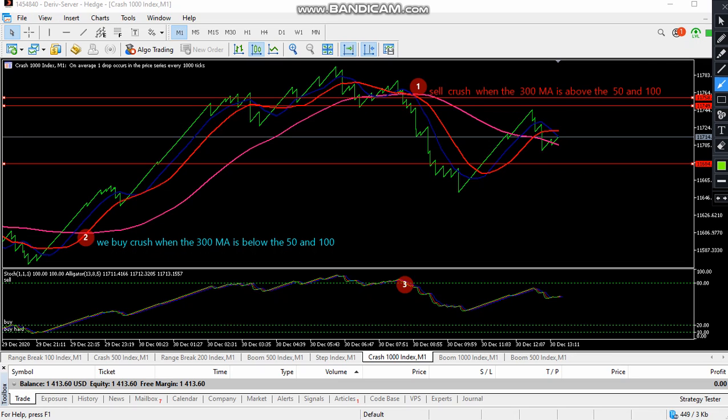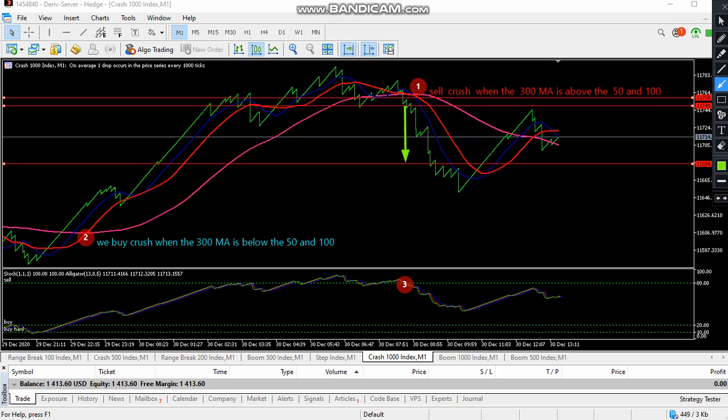Your entry point here, and then up to TP. You see? That's wonderful. For you to sell Crash, you need to wait for setups like this, where the 300 should be on top of both moving averages.